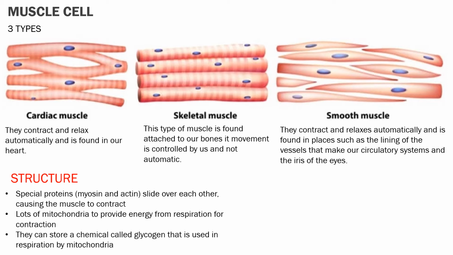There's the smooth muscle, which contracts and relaxes automatically and is found in places such as the lining of the vessels that make up our circulatory system and the iris of the eyes. Its structure, it has special proteins, myosin and actin, which slide over each other, causing the muscle to contract. It also has lots of mitochondria to provide energy from respiration for contraction, and they can store a chemical called glycogen that is used in respiration by the mitochondria.